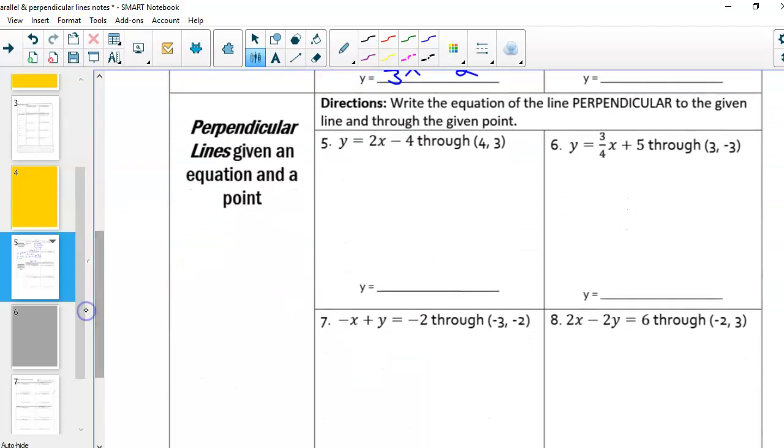Now, notice that these say perpendicular lines, so you have to remember what perpendicular lines have. What about their slopes? If we have something like this, our first step is still to find our new slope, but you have to remember that it's perpendicular now. What do we know about perpendicular slopes? They're negative reciprocals. So what would our new slope be?